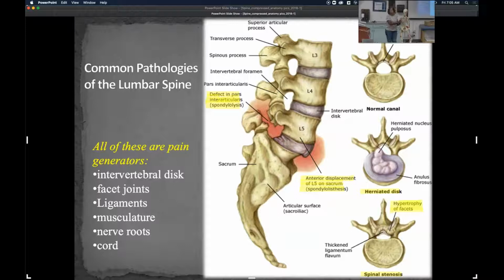You can have facet joint injuries. Remember, we talked about the thoracic and the lumbar spine and how muscles and ligaments attach there. So do we have a facet joint injury? Do we have a ligamentous injury? Is it muscular? Is it nerve root, or is it the actual spinal cord? So I mean, that's just a laundry list of injuries.